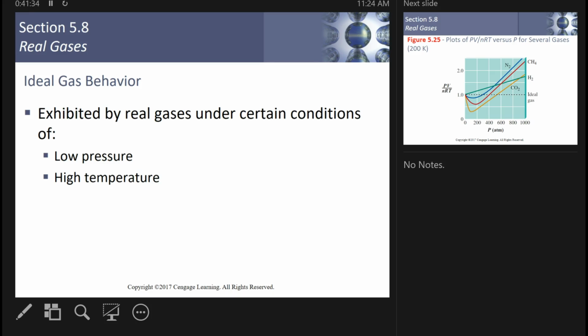Behavior exhibited by real gases under conditions of low pressure and high temperature is your ideal gas behavior. In other words, what does it mean for a gas to behave ideally? What is ideal behavior? It's 22.4 liters. No, that's standard temperature and pressure. Ideal behavior. What is ideal behavior? Doing what it's supposed to do.